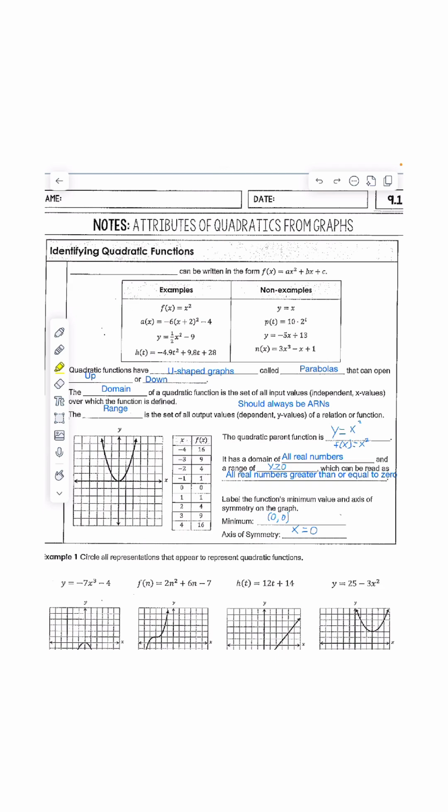All right, so attributes of quadratics from graphs. Some examples on the left side of a quadratic graph is, as I mentioned to y'all yesterday, that anything with an exponent of 2 or the highest exponent of 2 is going to be a quadratic graph. Anything with an exponent of 1, no exponents, or an exponent of 3 is not considered a quadratic graph. Quadratic functions have U-shaped graphs called parabolas that can open up or down.